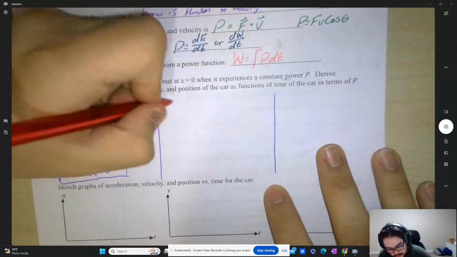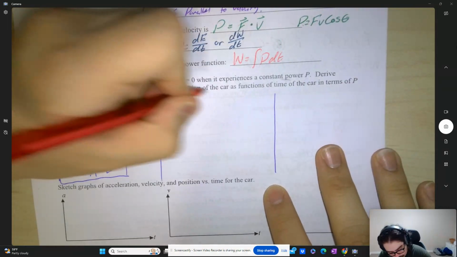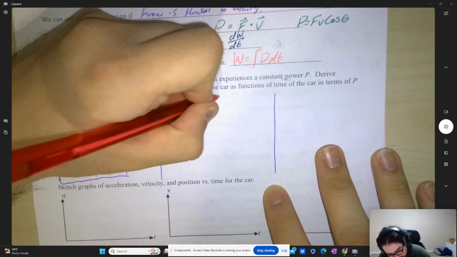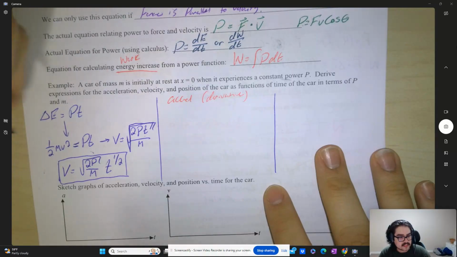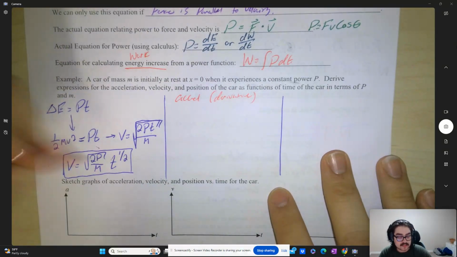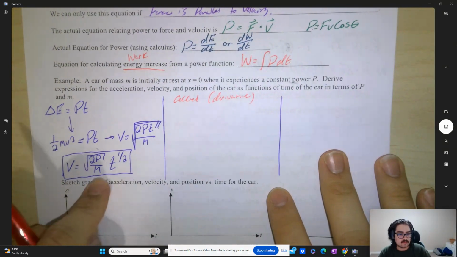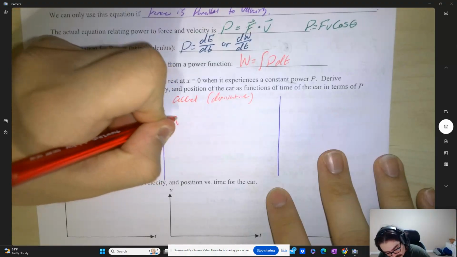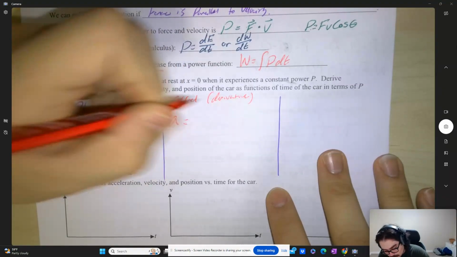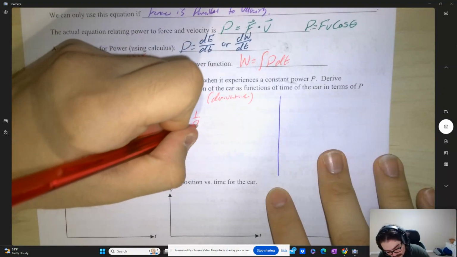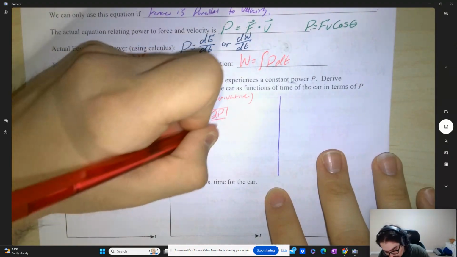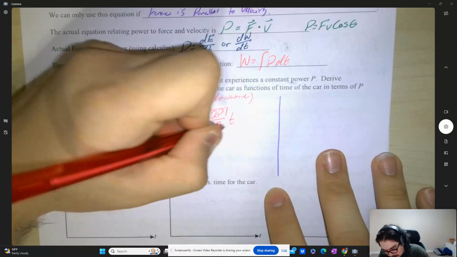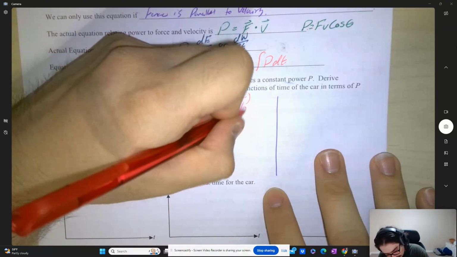Now, to get the acceleration, I need to do the derivative. This equation, thankfully, is really easy to take the derivative of because now it's just power rule. Bring that in front, and I should get the acceleration equal to 1/2 root 2p over m times t to the negative 1/2.